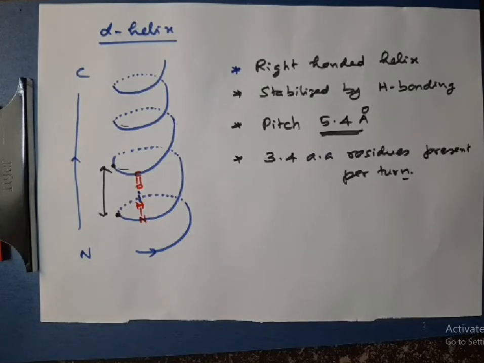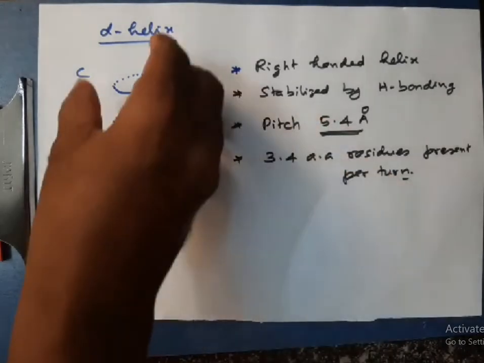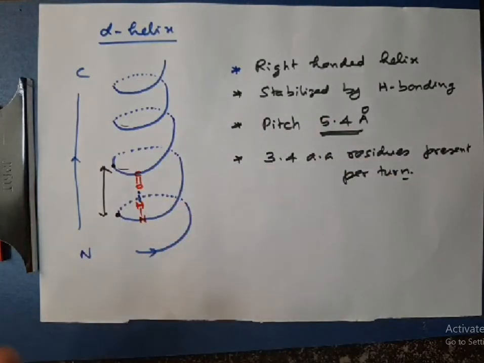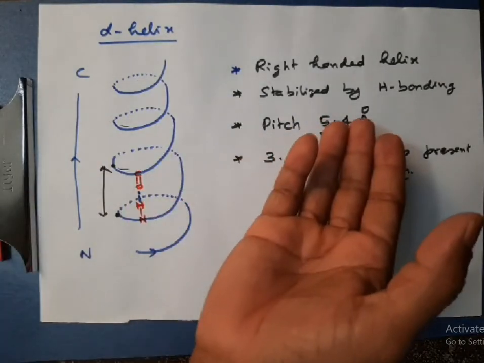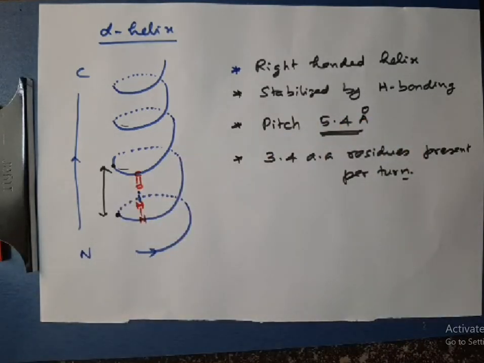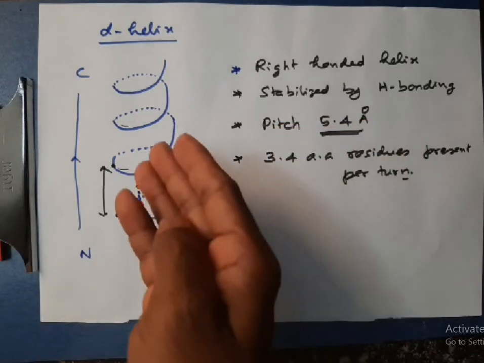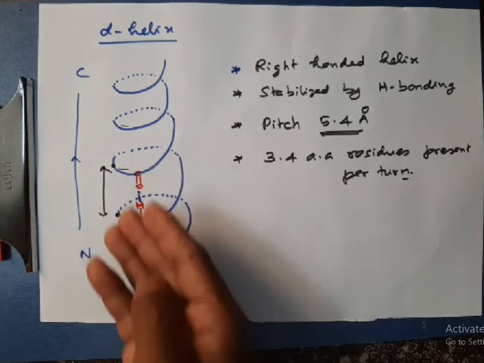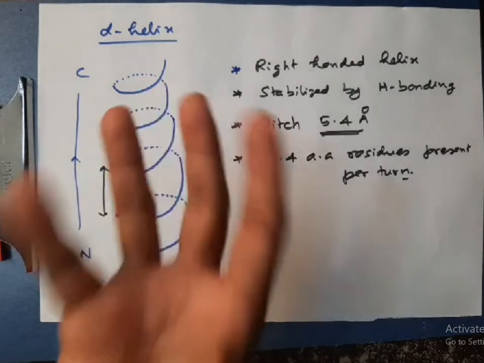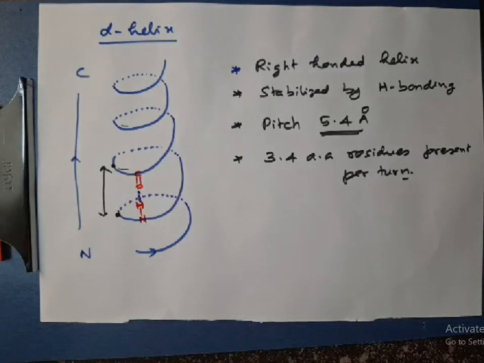This is the first point we should keep in mind. Then, how is this coil structure stable? Why is the coil structure stable? It is because of the hydrogen bonds. There are a lot of hydrogen bonds present between one turn and another turn. So these hydrogen bonds stabilize these turns. Therefore, the coil structure remains stable.